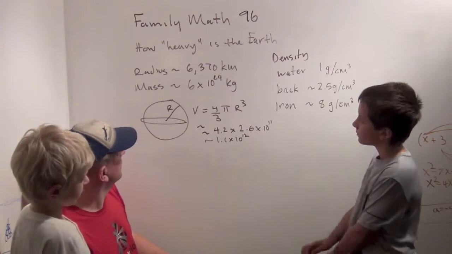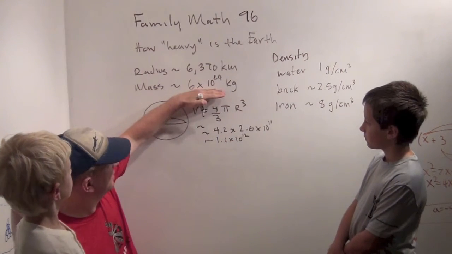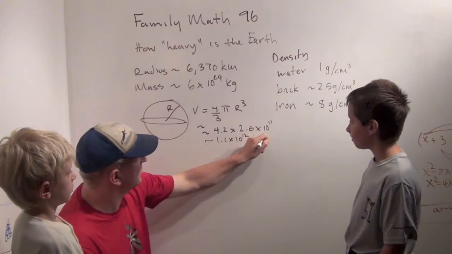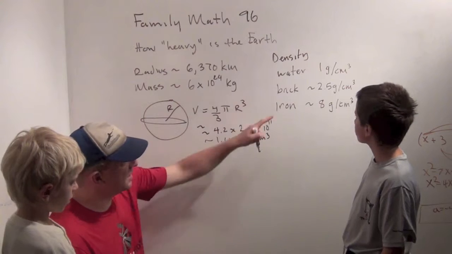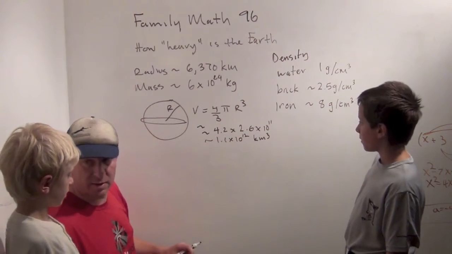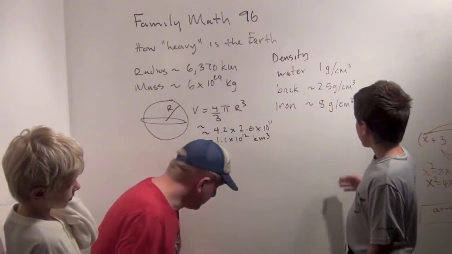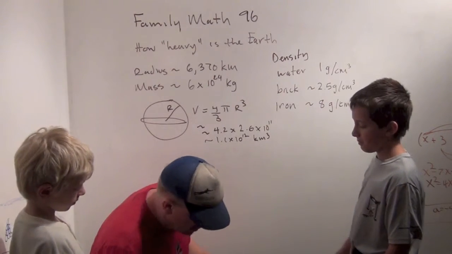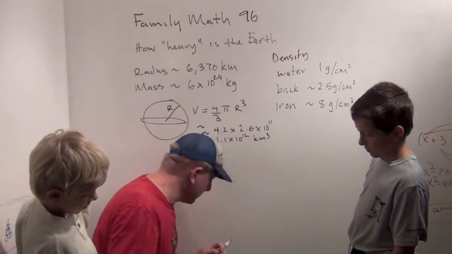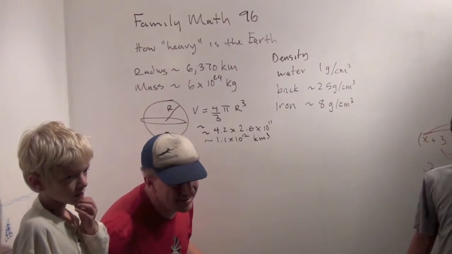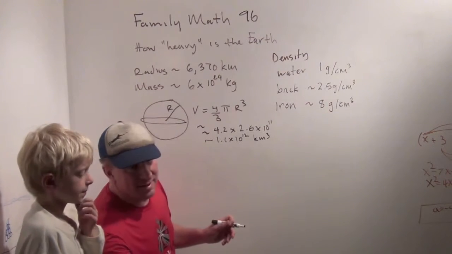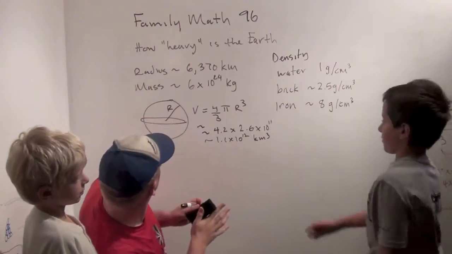Okay, that's pretty cool. So we have the mass divided by the volume in kilometers cubed. But we need to compare it in grams to centimeters cubed. So we've got a little work to do still, right? There's 100 centimeters in a meter. And isn't there 1,000 meters in a kilometer?